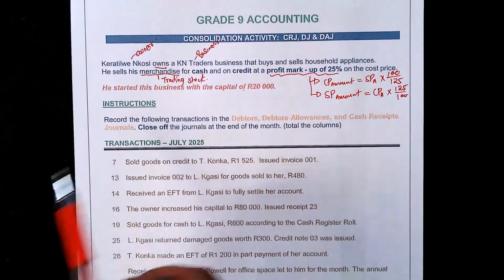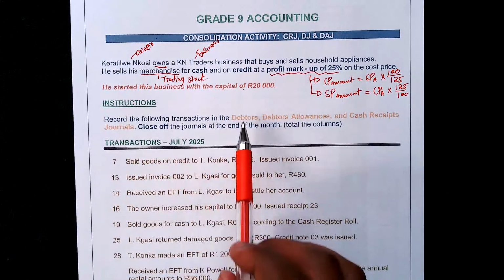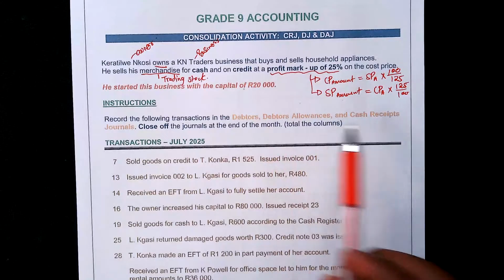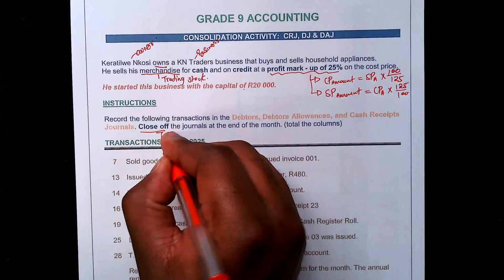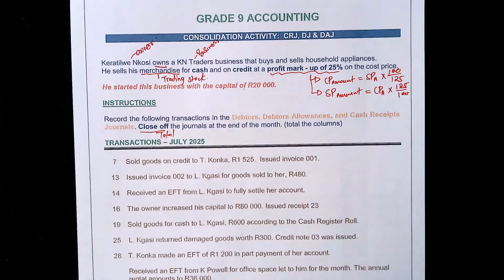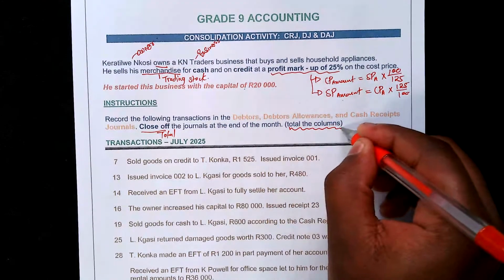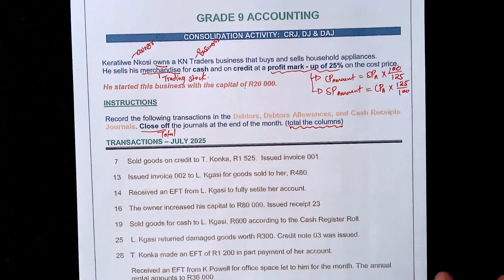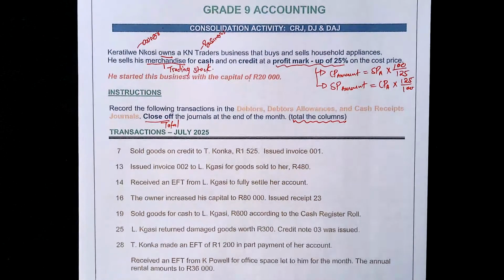Okay, let us move on to instructions. It says here, record the following transactions in the debtors, allowances, and cash receipts journals. Close off. So when they say close off, that means we want to see the totals of every account in those journals at the end of the month. Okay, it's written for us here. And then transactions for July 2025. So basically we are completing the journals using the transactions that took place in July 2025. Let us get right into it.